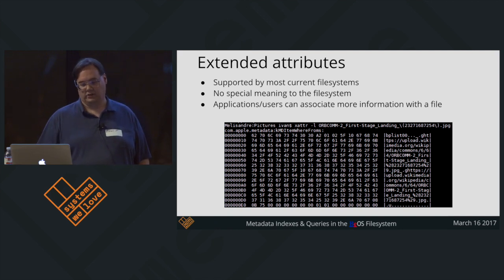In this instance, this was a screenshot I took off of a Mac OS system where I have a file, and using the xattr command, I'm showing an attribute that the browser has attached onto this file, where it gives you not only the web page that the file was downloaded from, but the original URL where it was found online.